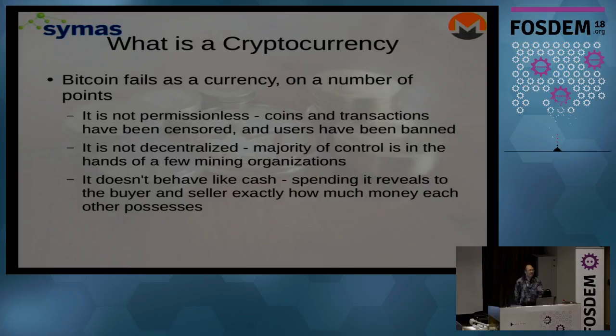Now, the reality is that Bitcoin fails on just about all of these points. Bitcoin is not a permissionless system. If you look around at the businesses that have built up around it, many of these businesses actually censor transactions, and they can freeze user accounts for arbitrary reasons. This is not theoretical. This has happened to lots of users already. In actuality, even though Bitcoin is used all around the world, it's not a decentralized system. The majority of mining power in the Bitcoin network is concentrated in a handful of companies all located in China.